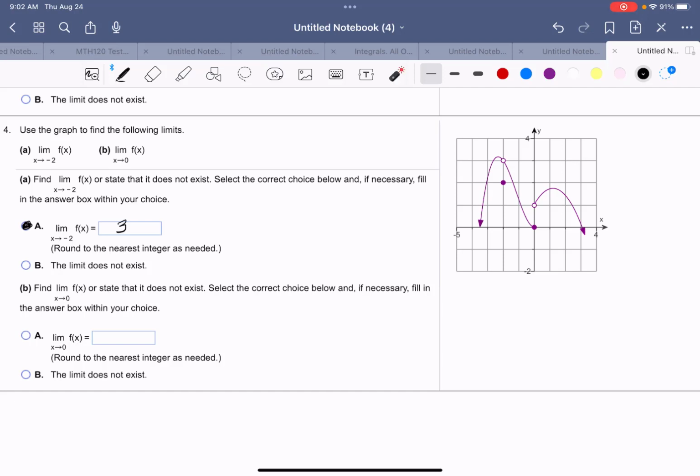Part B, the limit as x goes to 0 of f of x. So that's right here. Okay, because look, x is 0 right here, and look what happens. There's a gap here. This one's going to y is 0. This one's going to y is 1. So here's a case where the limit does not exist.